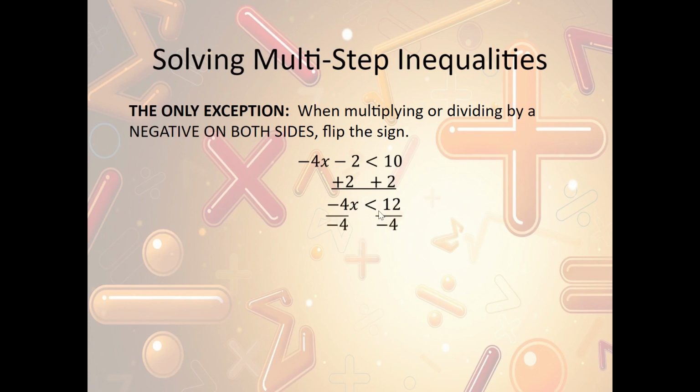So when we do that, we need to take this sign and flip it and go the other way. So we flip the sign, and we get negative 4 divided by negative 4 is 1, and 12 divided by negative 4 is negative 3. So we get x, and now we flip the sign, so it says greater than negative 3. So anytime we multiply or divide both sides by a negative number, we're always going to flip the sign.